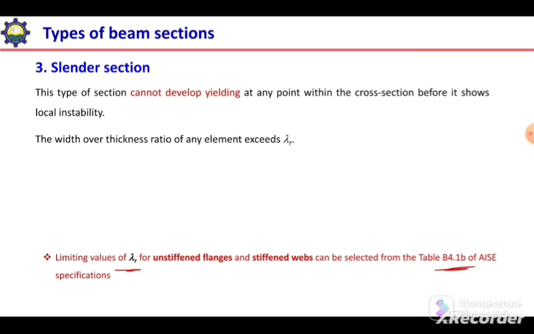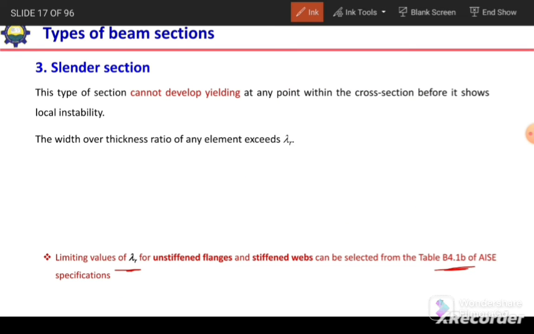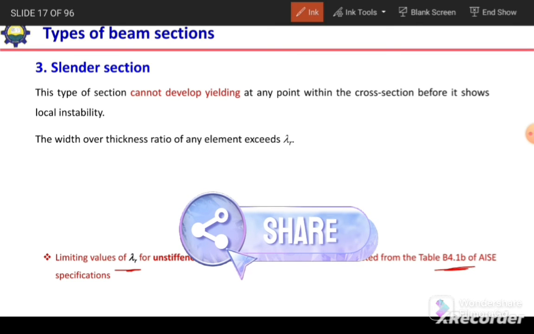So if I summarize, a section which has only one element for which lambda is more than lambda r will be termed as a slender section. And if for a section only one element has lambda more than lambda p, then it will be termed as a non-compact section. And for a section to be compact, all its elements should satisfy the criterion that lambda is less than lambda p.